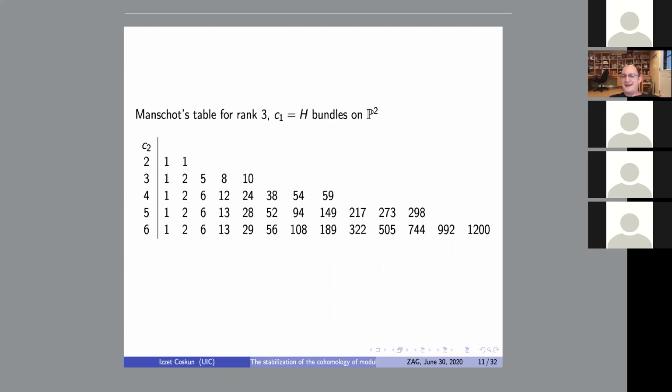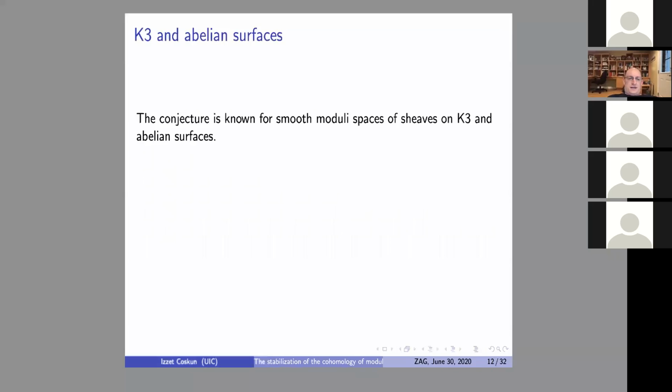And the way we started this project was, Rahul Pandharipande had asked us a question, and we were just looking at the tables to see what is known. And we looked at the tables, and we were like, it's surprising that people haven't made this a conjecture before. And we started thinking about it. So it started actually by looking at these tables. So now let's see what else is known.